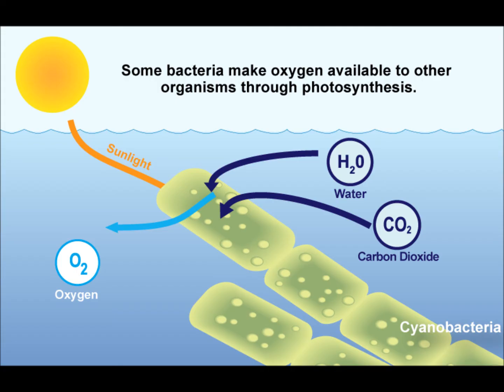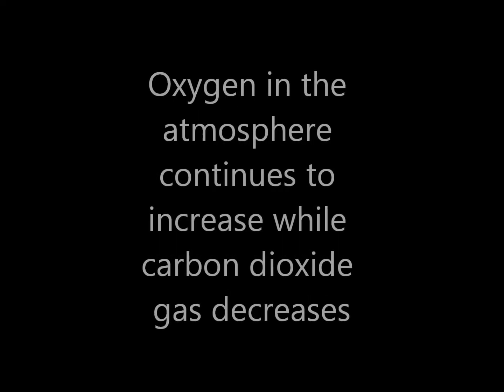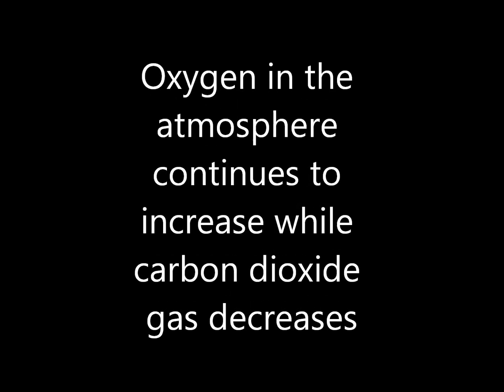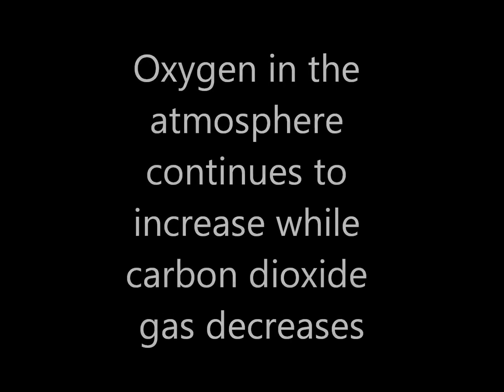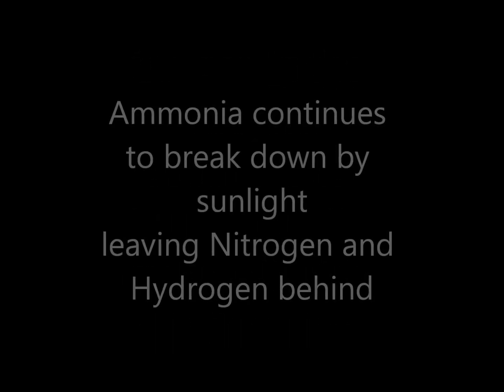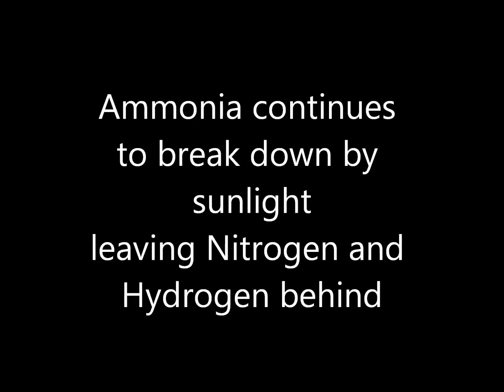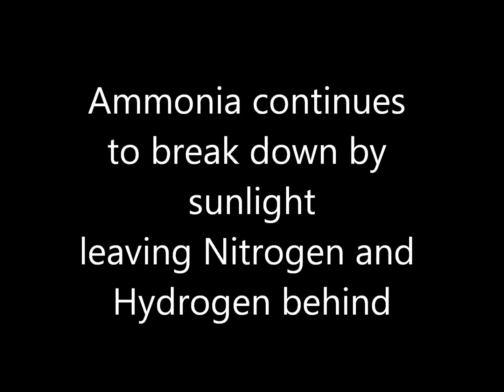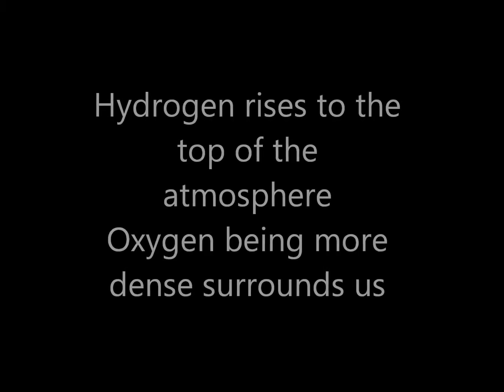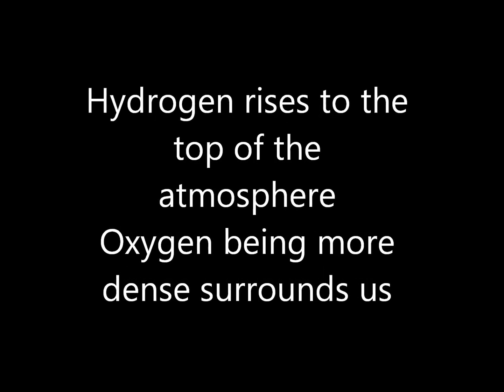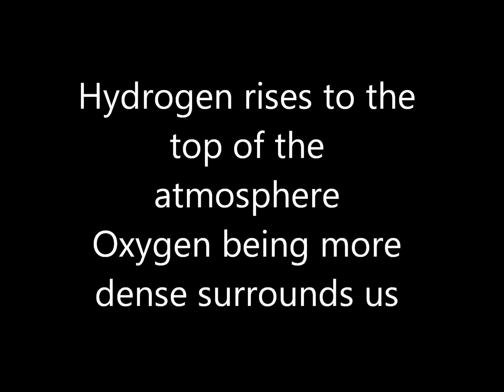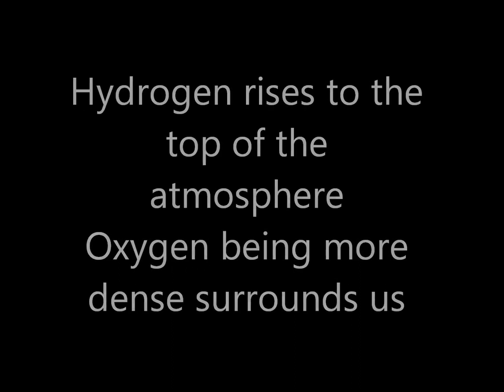So the oxygen in the atmosphere began to build up while the carbon dioxide level continued to drop. Meanwhile, ammonia molecules in the atmosphere were broken apart by sunlight, leaving nitrogen and hydrogen behind. The hydrogen, being the lightest element, rose to the top of the atmosphere, and oxygen, being more dense, fell to the bottom or to where we breathe the air today.